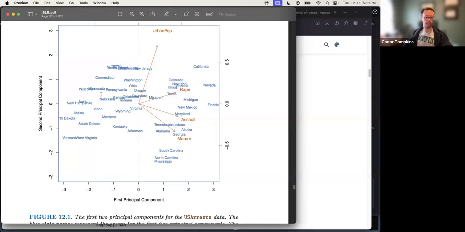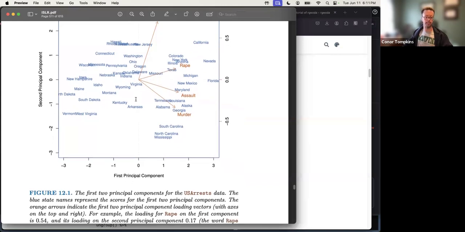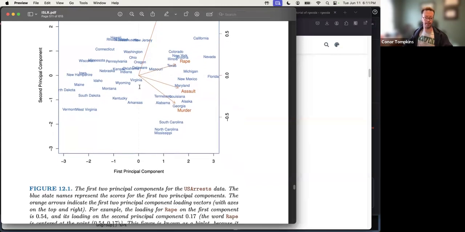So the first principal component is more about the crime types, the per capita rates of those crimes. And the second principal component is more about the urban population. So this is, again, going back to that exploratory data analysis step. This is pretty key to understanding the data if you're working in a high dimensional space.